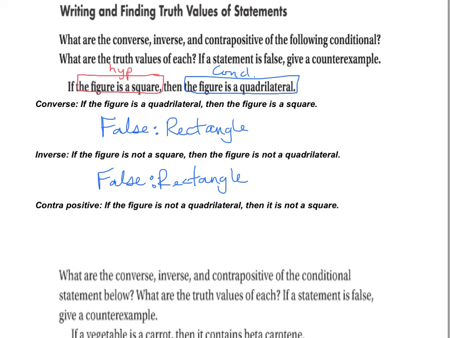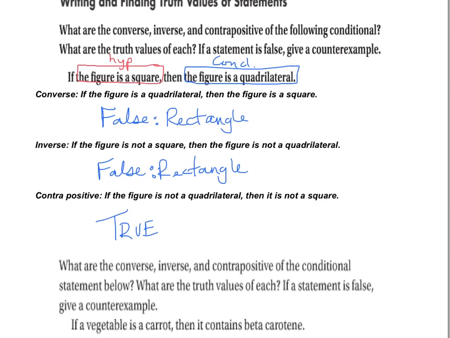And then finally, the contrapositive. The contrapositive is going to take the converse and negate it. So if the figure is not a quadrilateral, then it is not a square. Is this true or false? This one is true. If it's not a quadrilateral, it's not a square. It can't be a four-sided figure and be a square at the same time. That's not possible.